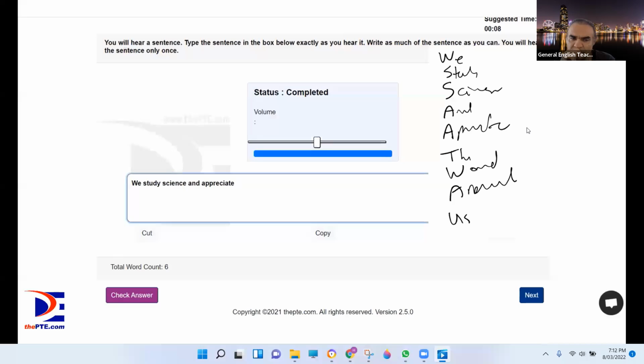So I have my doubts about appreciate, so I write both of them. So one with double P, the other one with one P. And the computer chooses the correct one because there's no negative marking. Just do it for one. Do this only for one word in each write from dictation question.